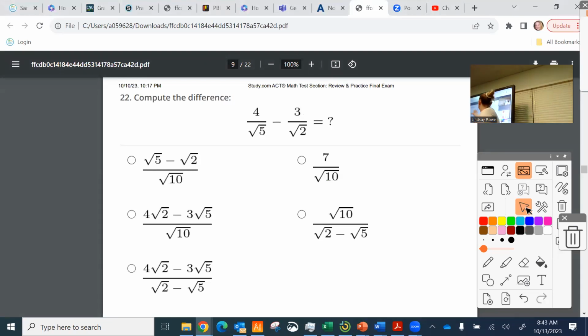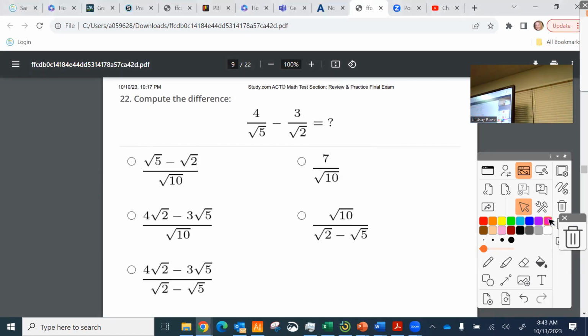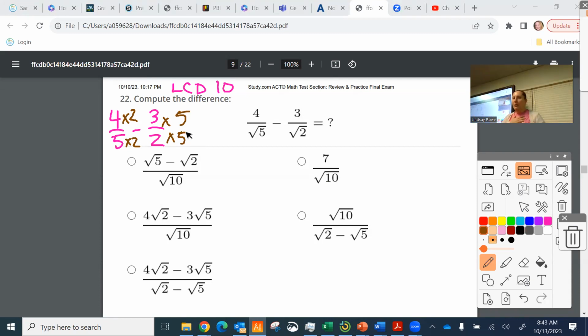Okay, in order to add or subtract, say for example, if this was fractions, right? And this was 4/5. We got to go back and remember how to add and subtract fractions. If this was 4/5 minus 3/2, you would need an LCD. You would need a common denominator. Your LCD would be 10. So you need to have 10 on both the top and the bottom. I would multiply top and bottom by 2 here and top and bottom by 5 here. And then you would have your LCD, you'd be able to subtract.